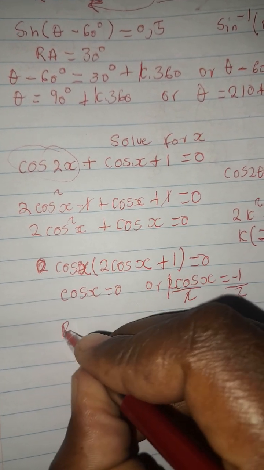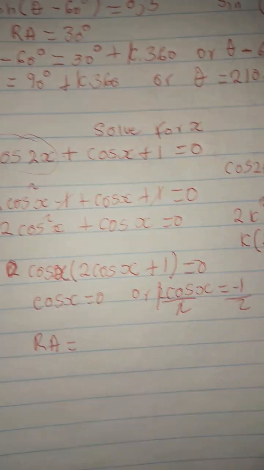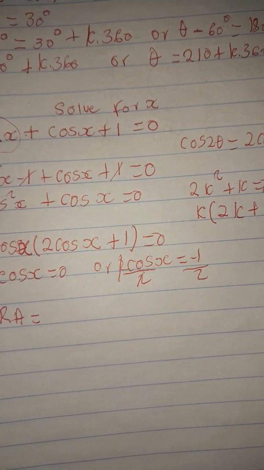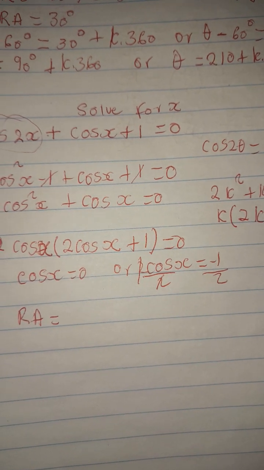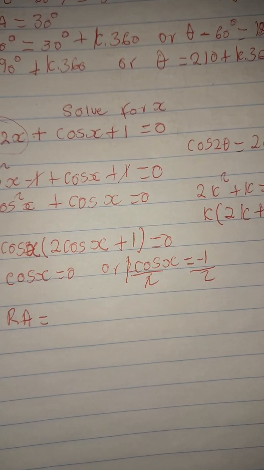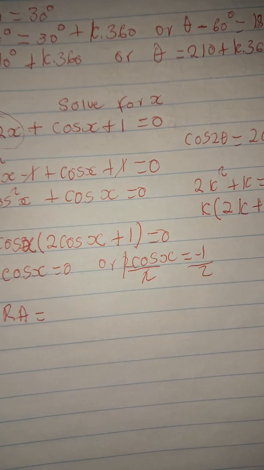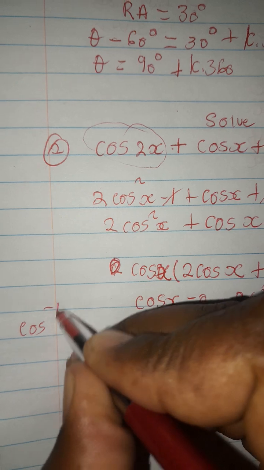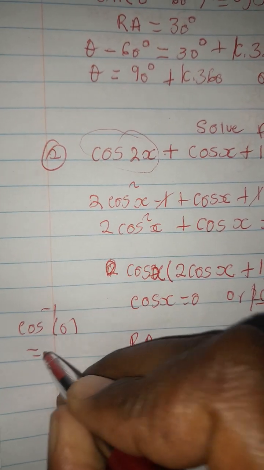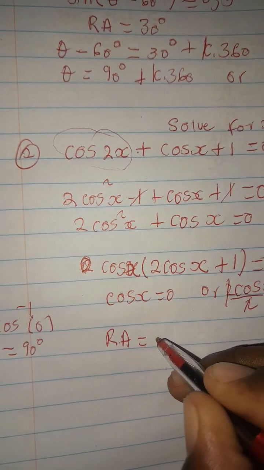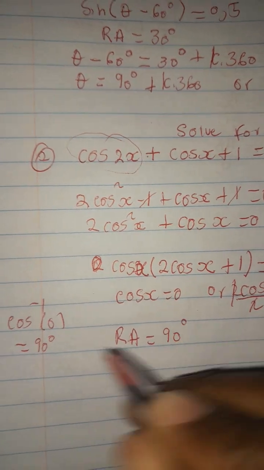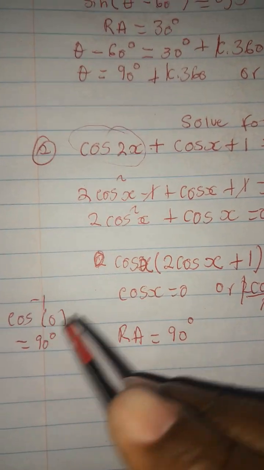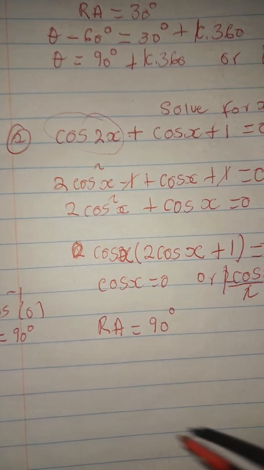Then we need to find the reference angle from here. What is the reference angle of cos x equal to 0? The reference angle of cos x equal to 0 will be 90. So in other words, this is what I did using a calculator. You will get 90 here. To get that, you say shift, then the second function of cos, cos inverse of 0, which will give you 90.